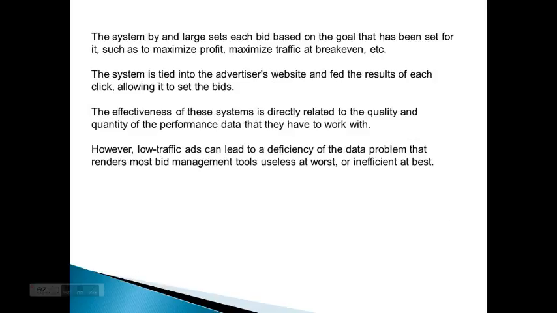The system by and large sets each bid based on the goal that it has been set, such as to maximize profit, maximize traffic at break even, etc. The system is tied into the advertiser's website and fed the results of each click, allowing it to set the bids. The effectiveness of these systems is directly related to the quality and quantity of the performance data they have to work with. However, low traffic ads can lead to data deficiency, the data problem that renders most bid management tools useless at worst or inefficient at best.